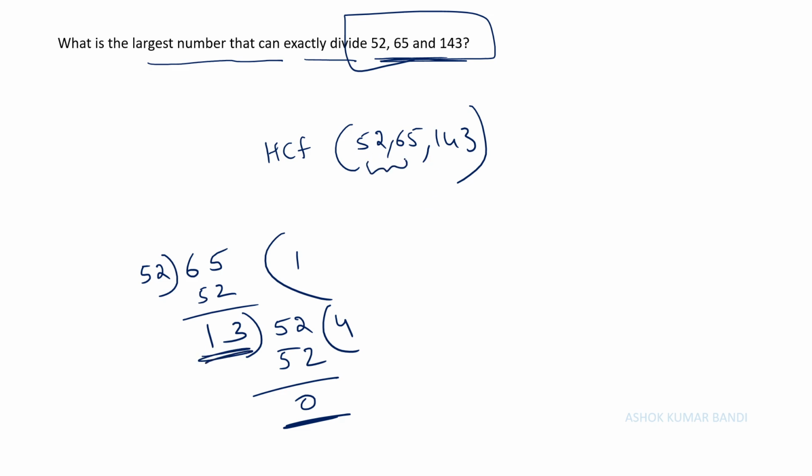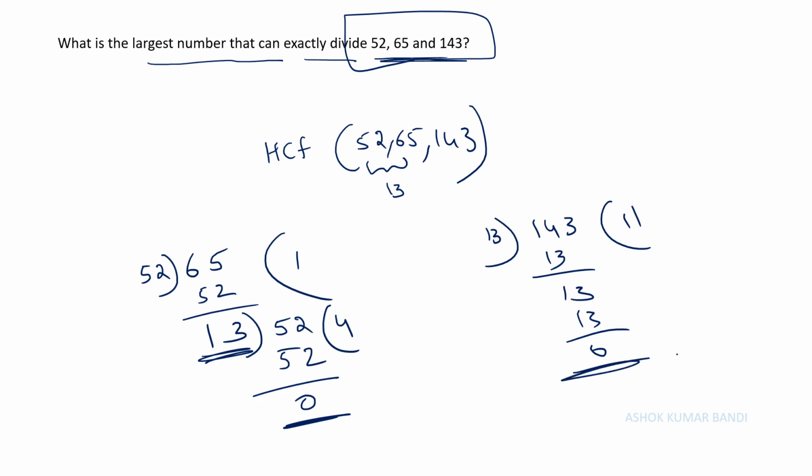So here, for these two numbers, HCF equals 13. With that answer, do the third one. 143 is 13 times 11, so here we got 0, nothing remains. So the last divisor is going to be your answer, that is also 13. Wherever you got here, the HCF of all the three numbers equals 13.